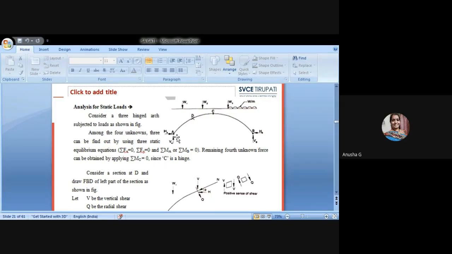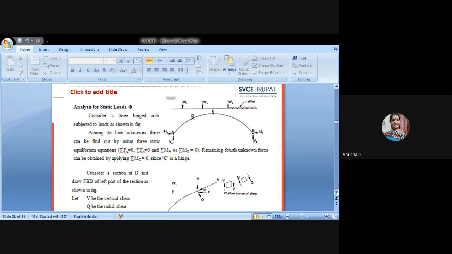Here you can observe clearly sigma Fx equal to 0, sigma Fy equal to 0, and sigma Ma equal to 0. Moment at A and moment at B will be equal to 0, and sigma Mc is also 0, as we are taking C as the hinge. Then we consider a section at a distance of x. For that, we have to draw the free body diagram for this section. What are the forces acting here?